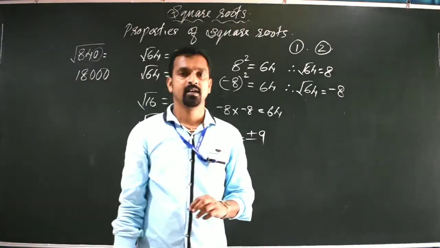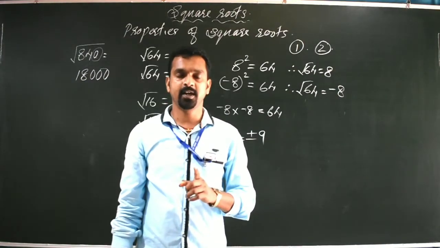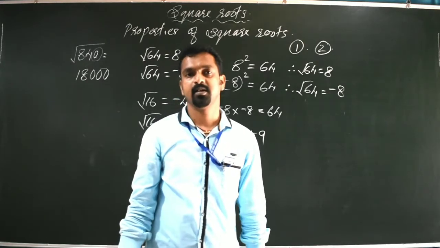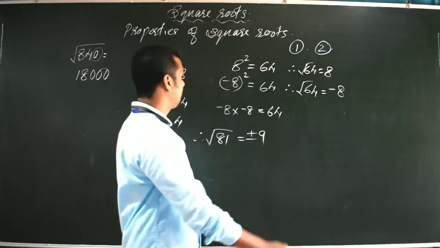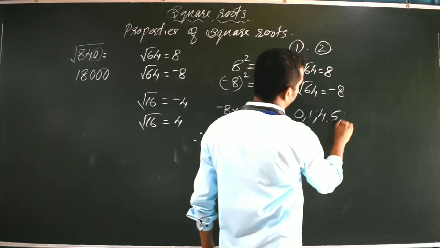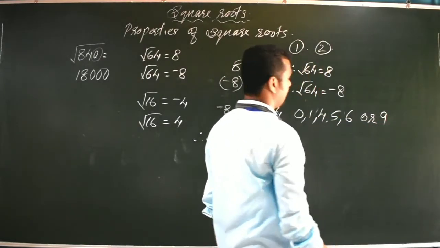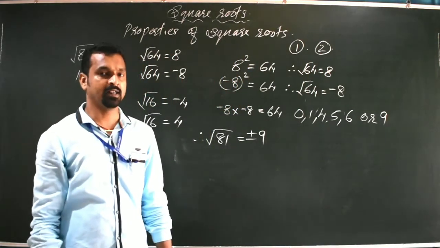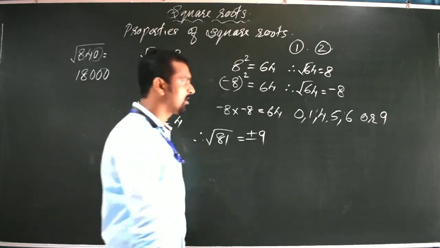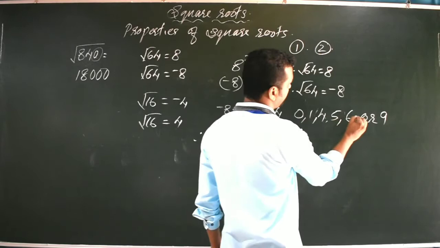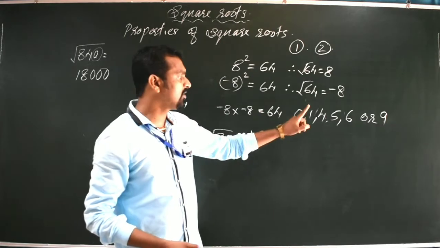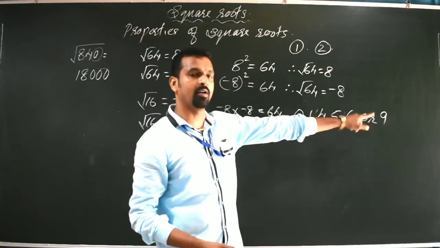Now, the third property. The third property is that if a number has a square root, then its unit digit must be one of 0, 1, 4, 5, 6 or 9. Unit digit must be 0, 1, 4, 5, 6 or 9.